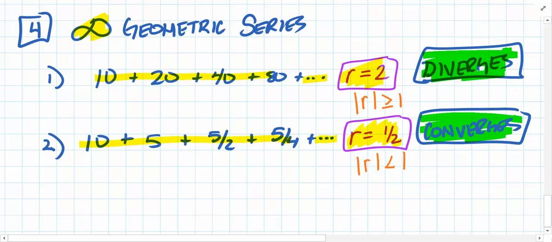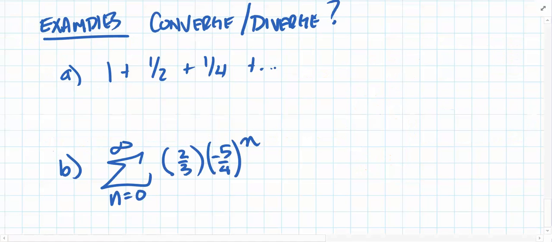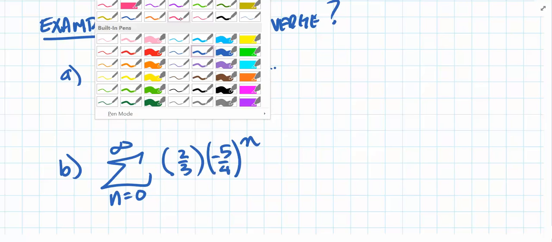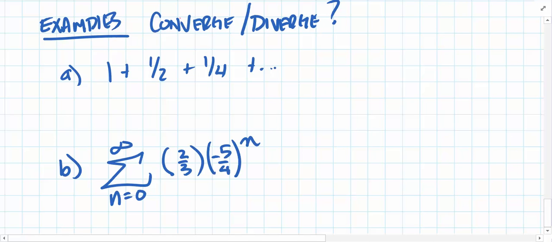Here we go. This is just examples for underneath. Question. Does this particular series converge or diverge? Let's talk about A first. Okay? Well, what do you guys think? What is the value of r in this case? R is equal to 1/2. And the absolute value of a half is less than 1, so this thing is going to what? This thing is going to converge.